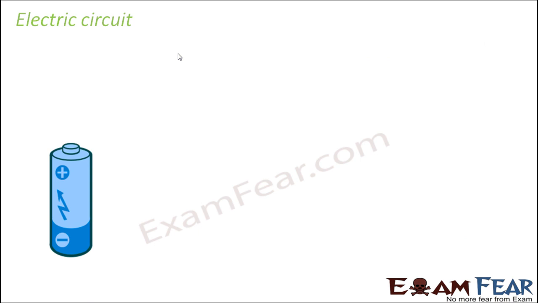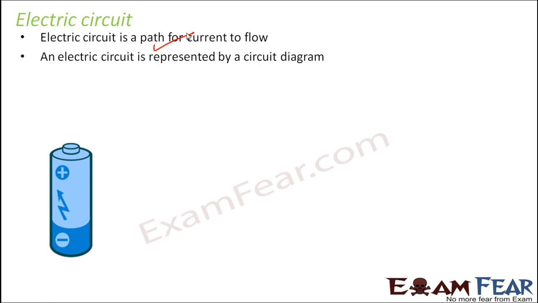So let's look at an electric circuit now. An electric circuit is a path for current to flow. Without a path, the charges will not be able to move, the electrons will not be able to move. And if there is no movement of electrons, then there is no electric current.